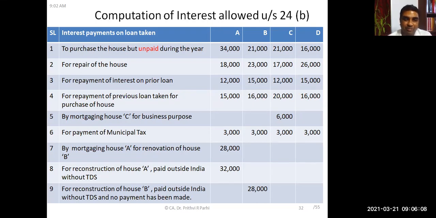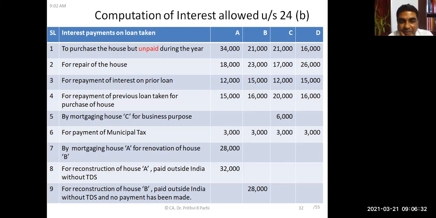Point 6. What is 6? For payment of municipal tax. This is not the municipal tax itself. This is the interest on a loan taken to pay municipality tax. This is the amount. You have to decide whether it is allowed.